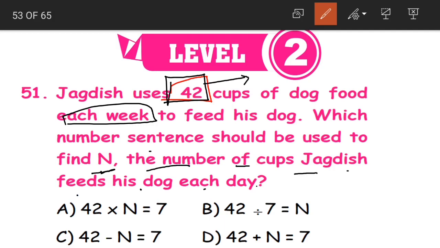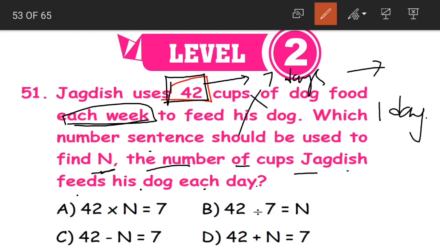Now this 42 is for 7 days. For a week. Week means what? A week has 7 days. What should we find out? We should find out for 1 day. Now what to do? Should we multiply? If you multiply 42 into 7, will we get the answer?